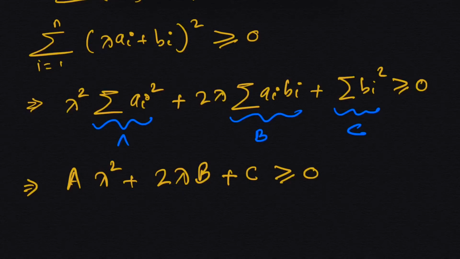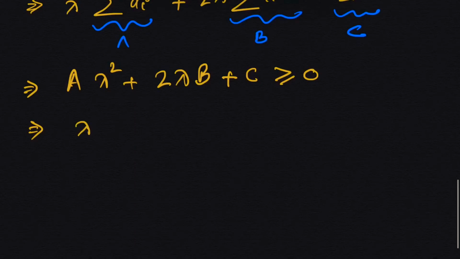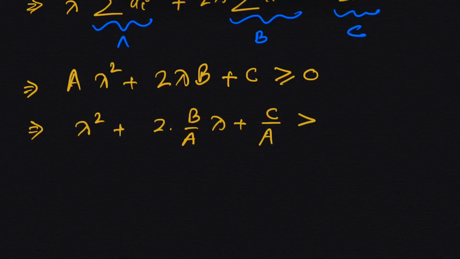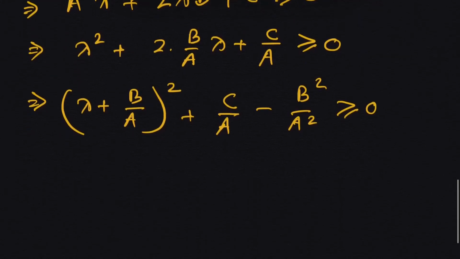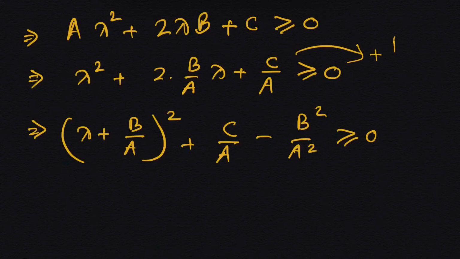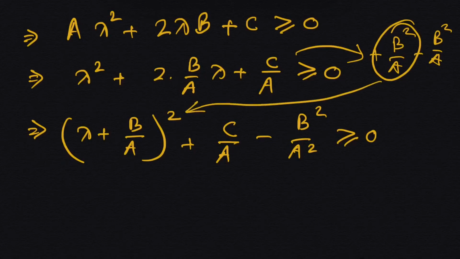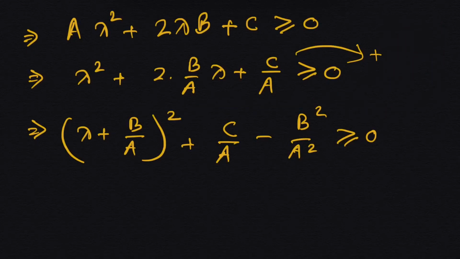So we can rearrange the equation, that is we divide the whole thing by A so that the coefficient of lambda square becomes 1. So dividing by A throughout, we get lambda square plus 2 into B by A lambda plus C by A greater than equal to 0. So now we manipulate the following things and we get lambda plus B by A whole square plus C by A minus B square by A square greater than equal to 0. I am just rearranging the terms. In this line, just adding plus B square by A square and minus B square by A square. So the B square by A square term is clubbed into this, and the minus part is coming here. So that's the only thing that I am doing, nothing to be confused here.